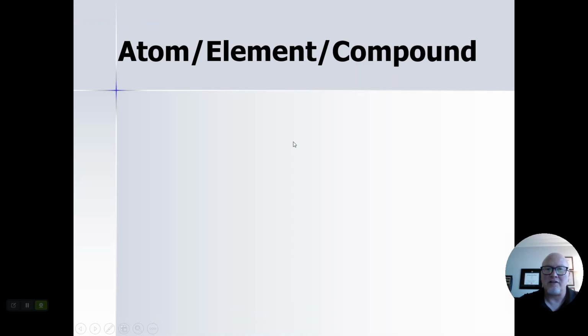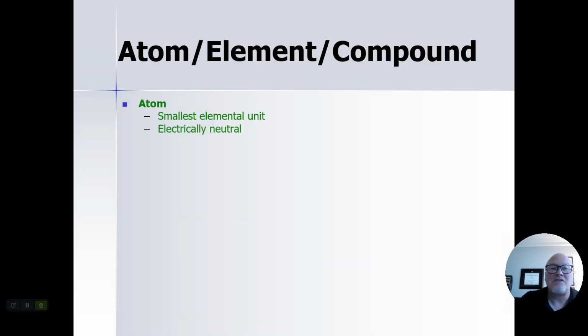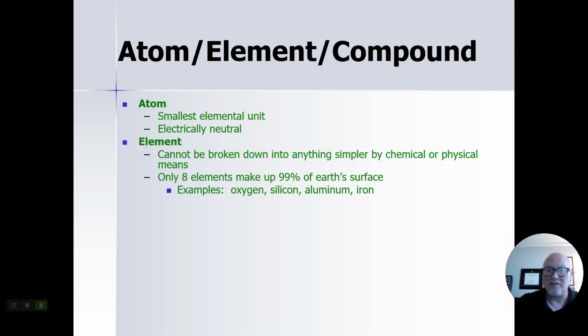So let's move along to element, atom, compound. To start with, an atom is the smallest elemental unit that you can have. So every one of these squares in the periodic table represents one type of atom. So an atom is the smallest elemental unit. As long as you have an equal number of protons and electrons in that atom, then it is electrically neutral.